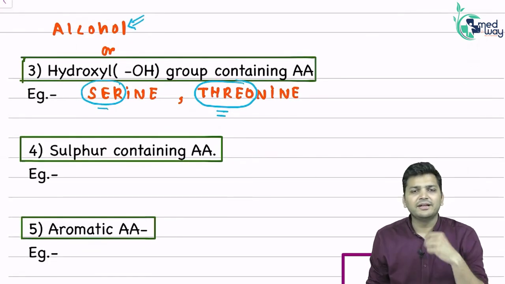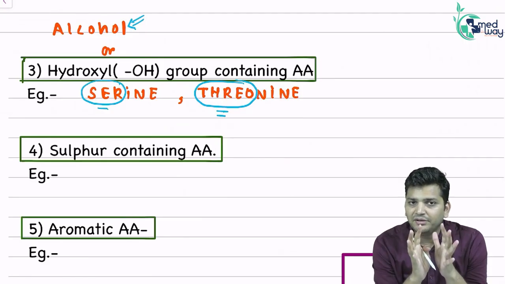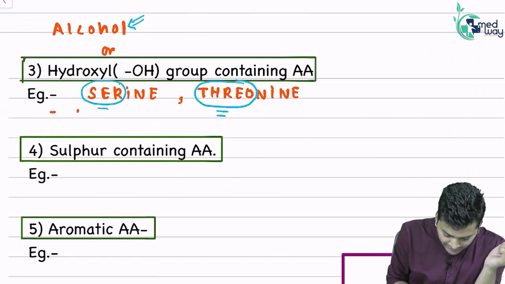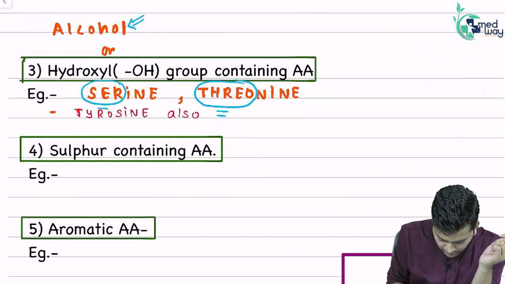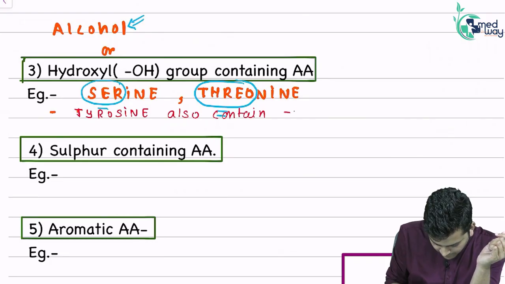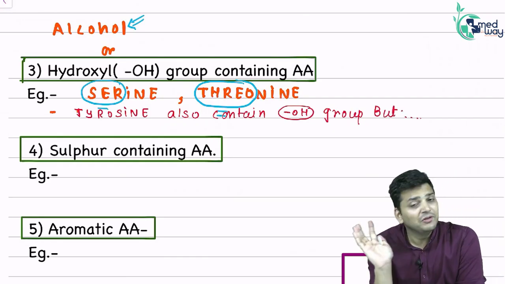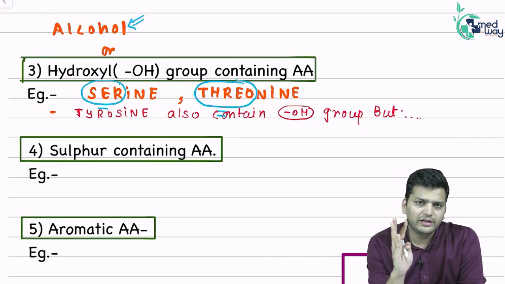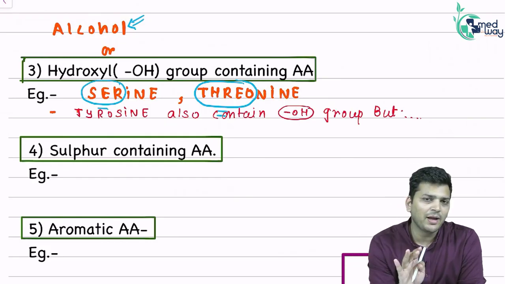But interestingly, there is one more amino acid which also has the hydroxyl group. But we are deliberately going to write that in a separate line. The name of that amino acid is tyrosine. Let's write down. Tyrosine also contains hydroxyl group. But we are deliberately writing it in a second, different line. We will come back and we'll complete this statement. You will understand why we are writing it in a separate line. So alcohol containing amino acids are serine and threonine, and there is one more, tyrosine. But tyrosine is a little different, so we will come back and complete this statement.